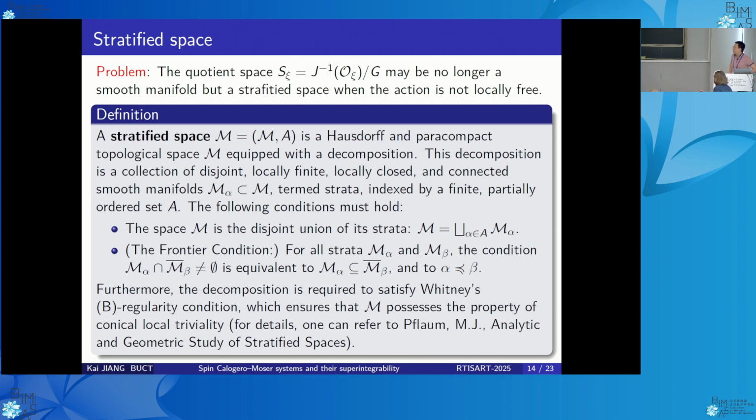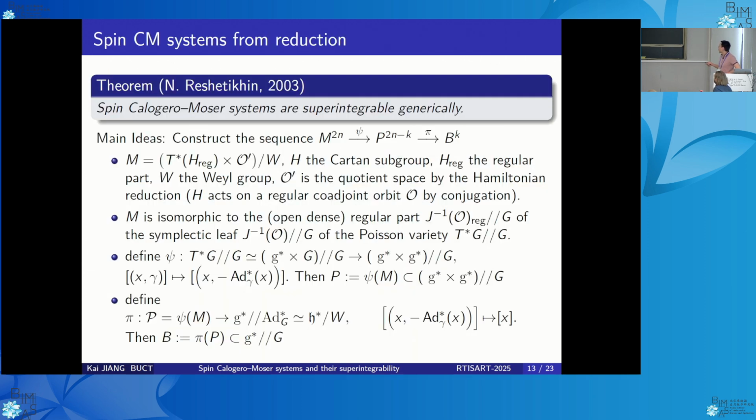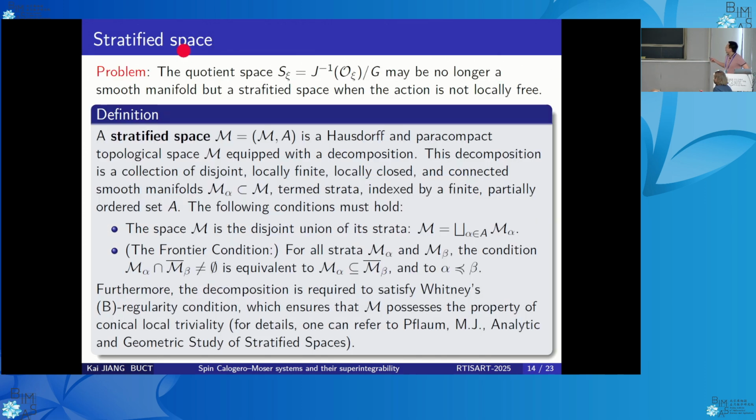And this is one problem for our reduction. I would like to remark that in his paper in 2003, all the quotients here are GIT quotients. The GIT quotient is nicer than the ordinary quotient, which may even be non-Hausdorff. So here the space is very good. But if we consider the real orbit space, the ordinary quotient may no longer be a smooth manifold, but it might be a stratified space when the action is not free, not locally free.